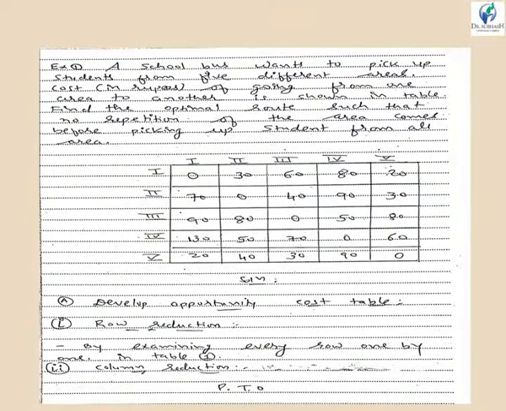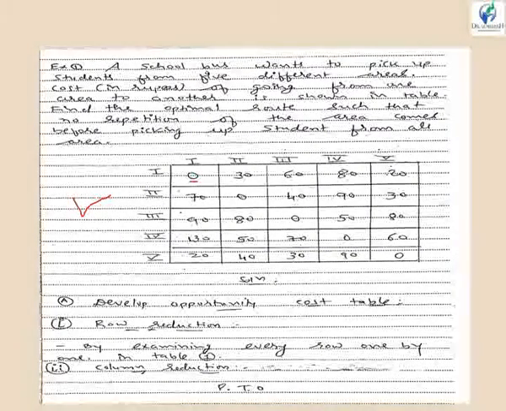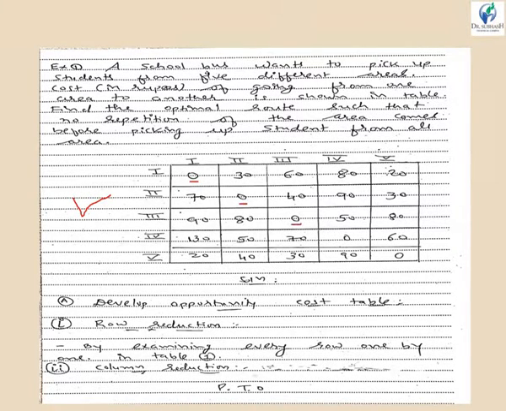There are five areas from which the students are to be picked up by the school bus, and the cost of picking up the students in rupees is given in this table. So here you can see in the table, from same city to same city it is zero, meaning that is not permitted. From 1 to 1 it is not permitted, from 2 to 2, 3 to 3, 4 to 4, and from 5 to 5 it is not permitted. So let us start its solution.